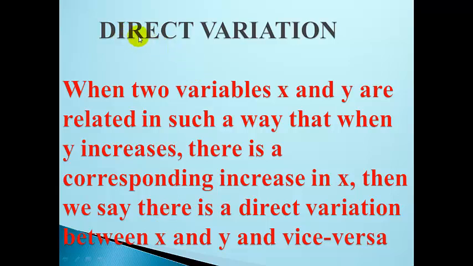Now we start with the direct variation. When two variables x and y are related in such a way that when y increases, there is a corresponding increase in x, then we say there is a direct variation between x and y and vice versa. What we mean is that when x and y are directly related, as x increases, y also increases, and as x decreases, y also decreases. When it happens like that, we say that there is a direct variation between x and y.